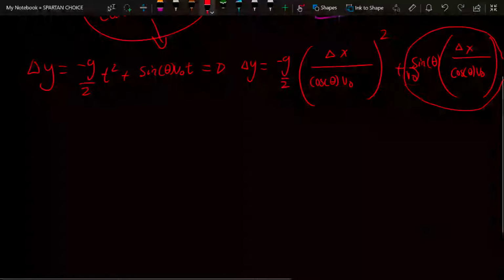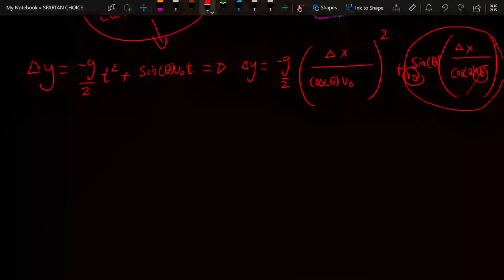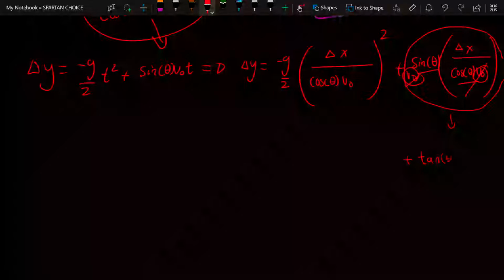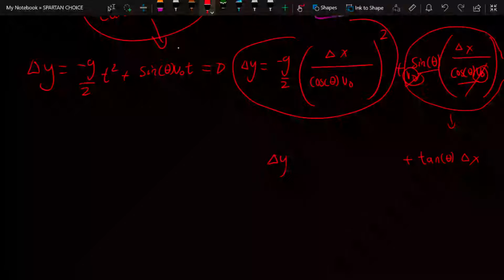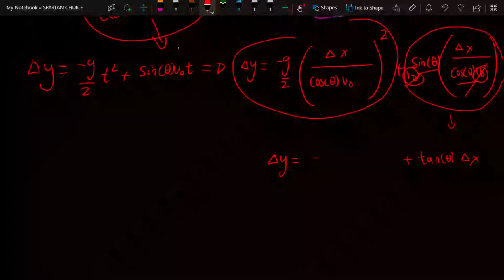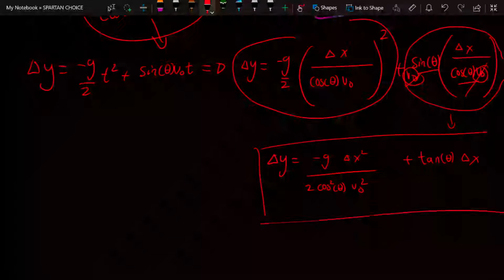Here, v0 is in the numerator, v0 in the denominator. They cancel out, right? And sine over cosine is just tangent. So this simplifies to tangent theta delta x, right? And here, this simplifies to nothing. So delta y is equal to minus g delta x squared over 2 cosine squared theta v0 squared, plus tangent theta delta x. As you can see, fourth equation of motion proven.